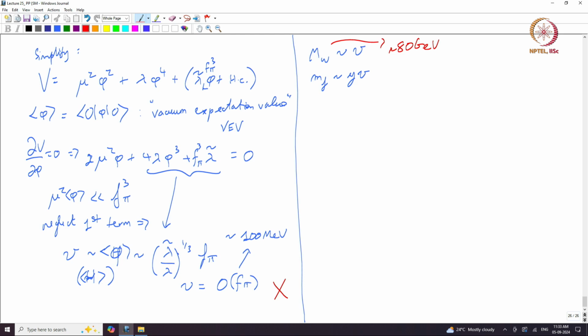So I will stop here. In the next lecture we will see another possibility in this dynamical symmetry breaking, and then we will move on to the actual spontaneous symmetry breaking that constitutes our Higgs mechanism.